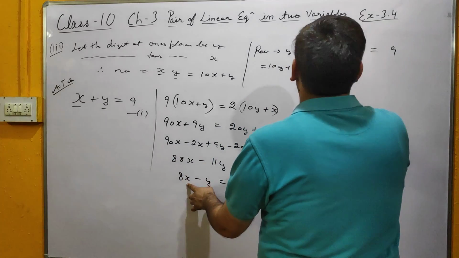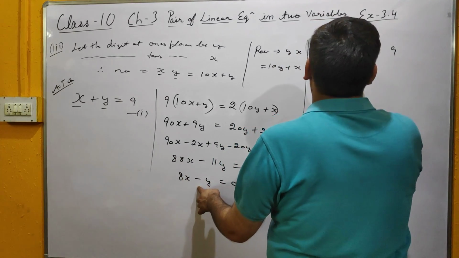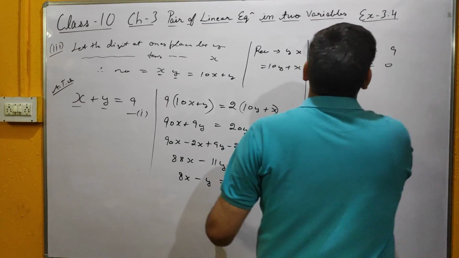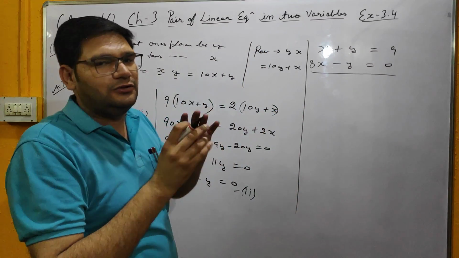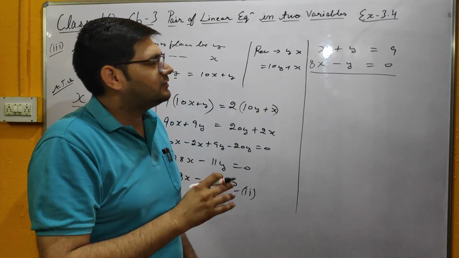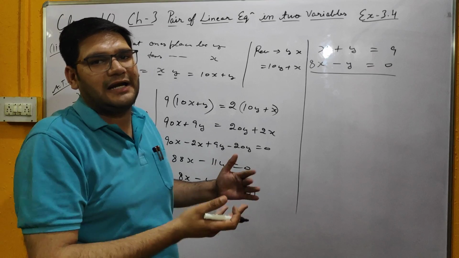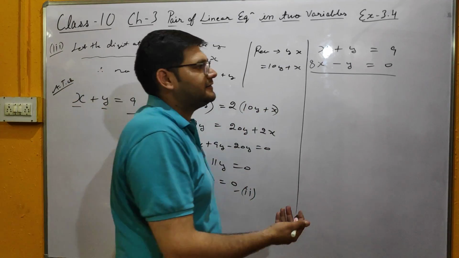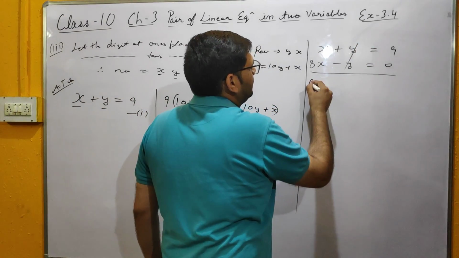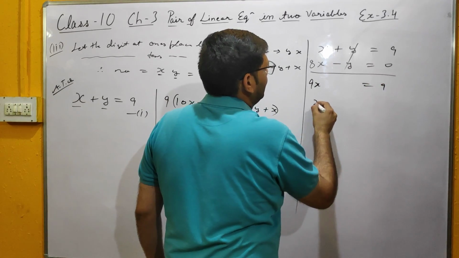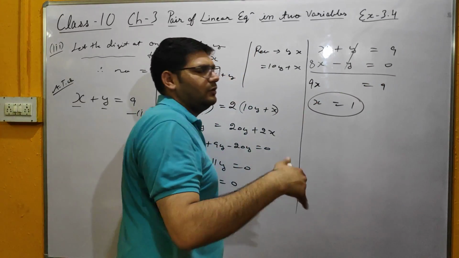And the second equation is 8x minus y equals 0. So don't subtract, just add them. This is also elimination. Instead of subtracting, you are adding and then getting the answer. See, this cancels directly. This is 9x equals 9. So x is what? 1. The value of x is 1.